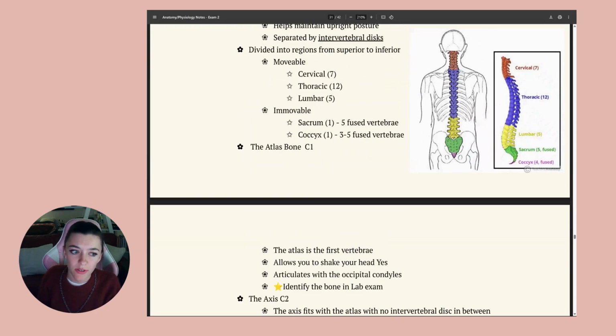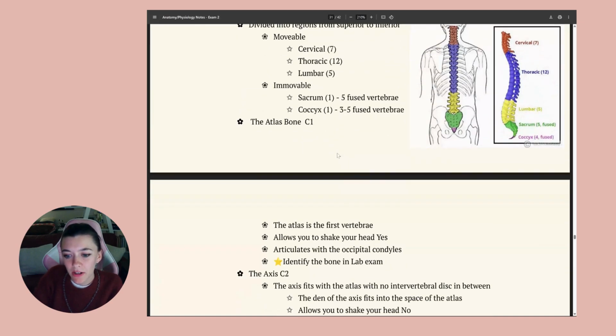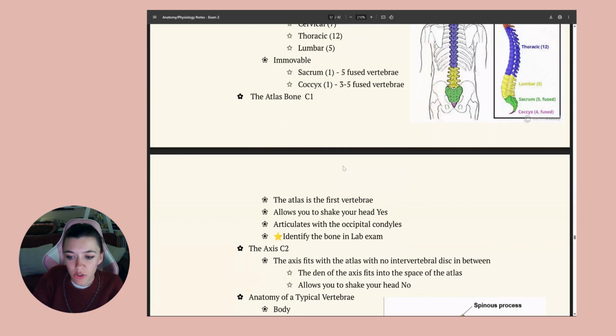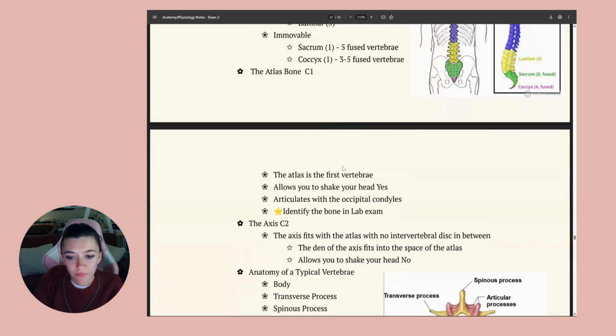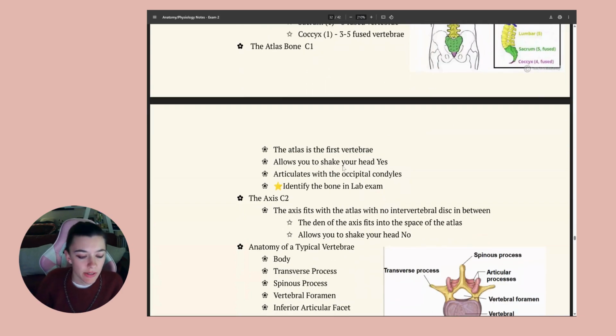There's a way to remember this. It articulates with the occipital condyles, and make sure that you can identify this bone. Next, the axis. That is C2. It is the very next one down. The axis fits with the atlas with no intervertebral disc in between.